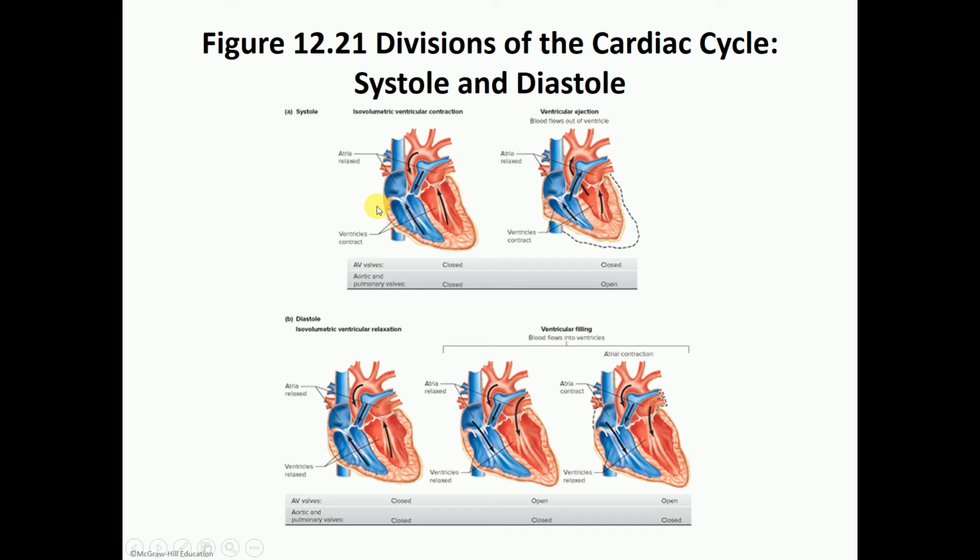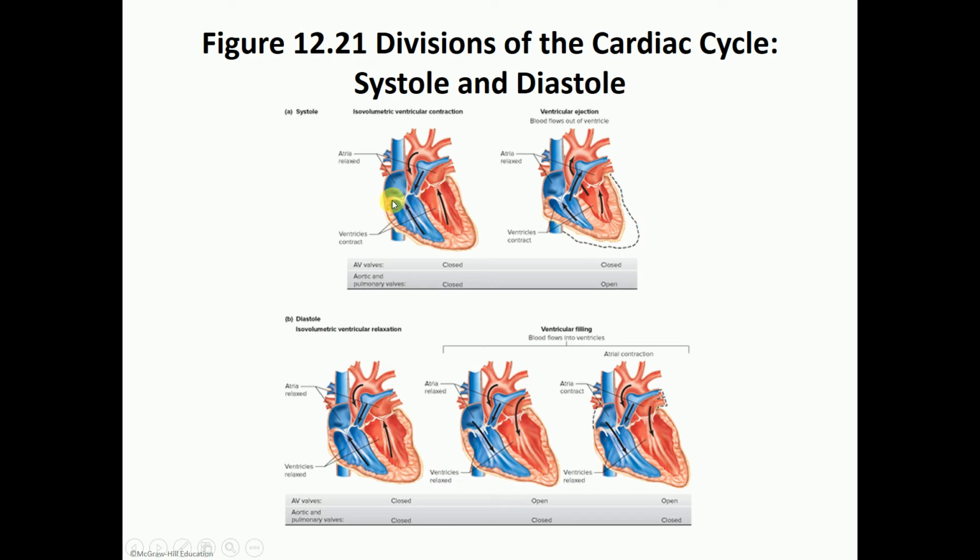I'm going to explain this in terms of the right side of the heart, but obviously these changes also happen on the left side. So the very first part is the isovolumetric ventricular contraction, where the tricuspid valve and the pulmonary valve, both of them are closed. The ventricle is going to start to contract, but the blood isn't going to go anywhere until the pressure inside of the ventricle increases, where it is now more than the pressure inside of the pulmonary artery, and that is going to open the pulmonary valve.